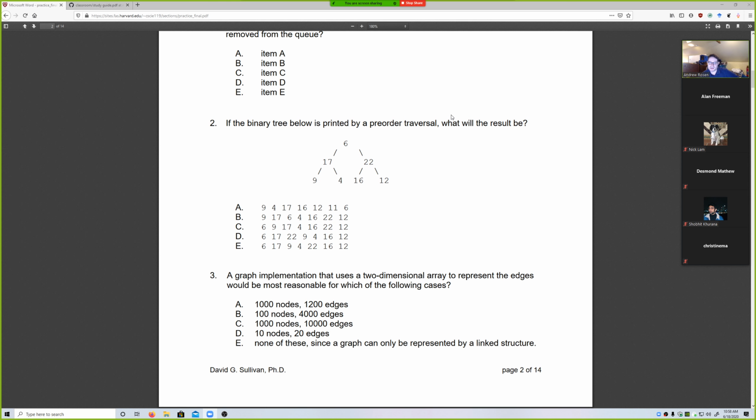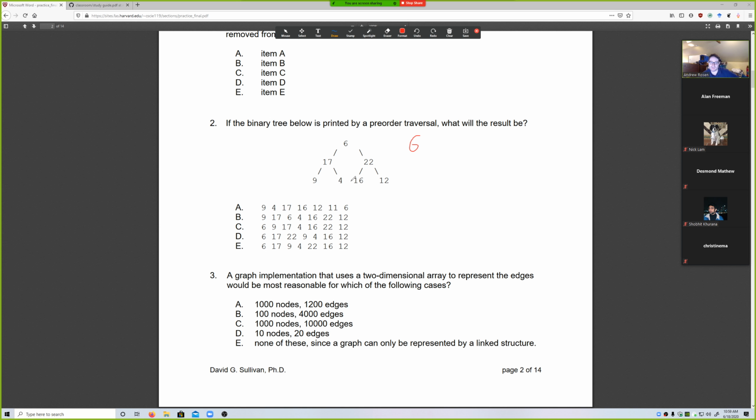Okay. If the binary tree below is printed in pre-order traversal, what will that result be? So why don't we go ahead and just do pre-order traversal, which means handle myself. So it's got to start with 6, so A and B are out. Then handle my left child, and then handle my right child. So C is out. I don't know what it's doing there.